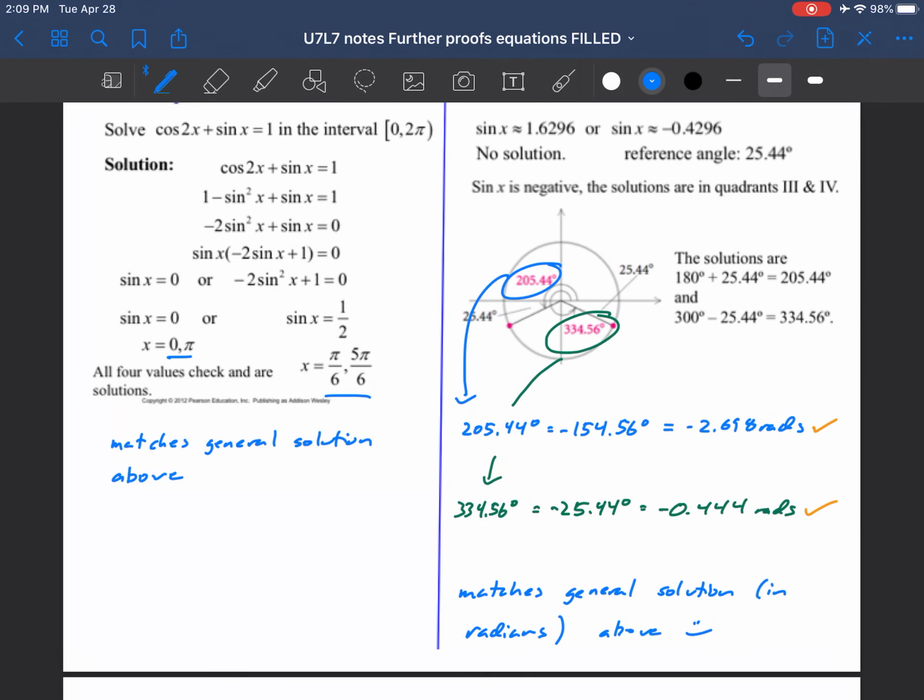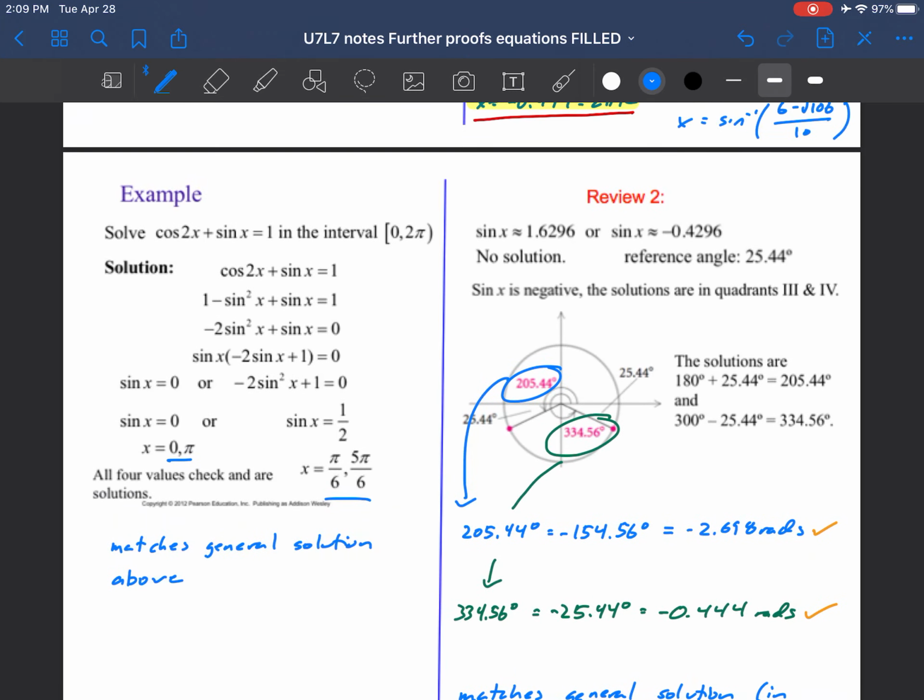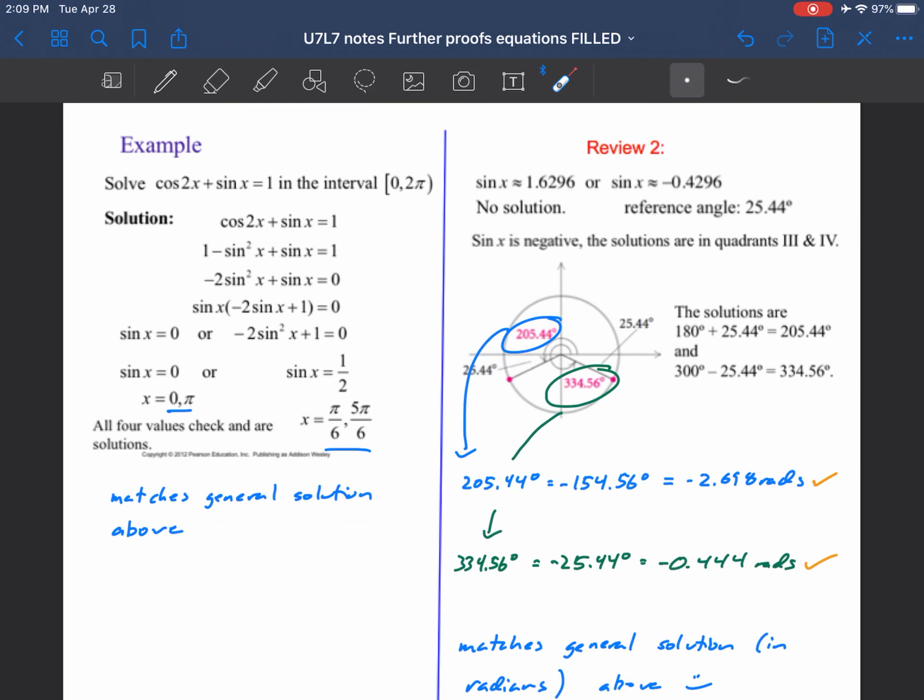All right, guys, here we go with the last or second video for U7L7. I wanted to start just by going to page 3 where you have these examples worked out. Just wanted to point out, in this case, they're doing just a particular solution.